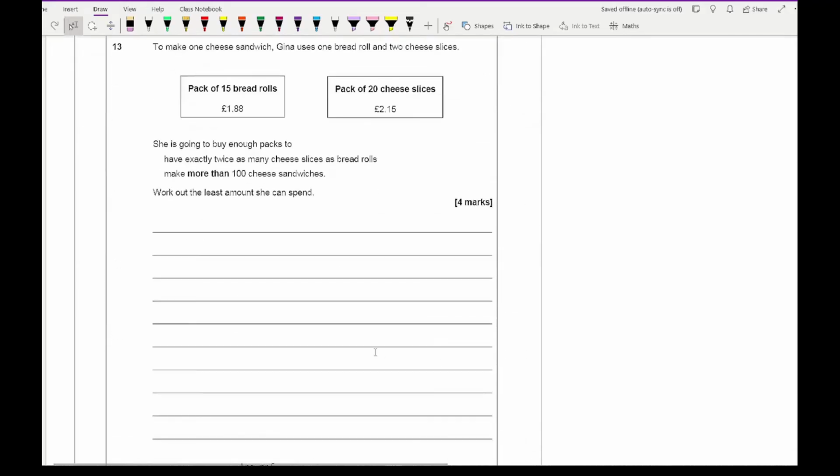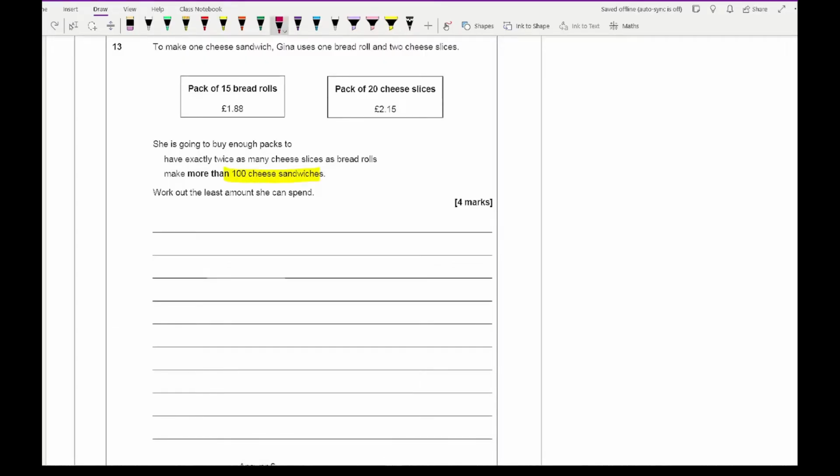Now moving on to question 13, it says to make one cheese sandwich, Gina uses one bread roll and 2 cheese slices. A pack of 15 rolls costs £1.88, a pack of 20 cheeses costs £2.15. She's going to buy enough packs to have exactly twice as many cheese slices as bread rolls, and to make more than 100 cheese sandwiches. Work out the least amount she can spend. For this question, we can't split packs, and we want to make sure we're making just over 100 cheese sandwiches.